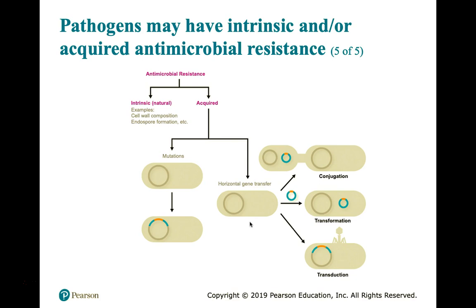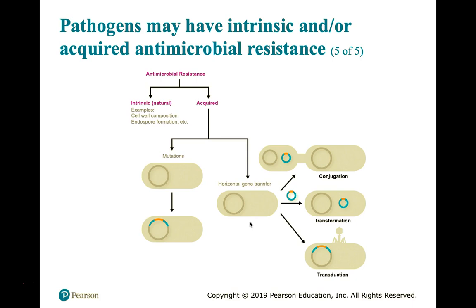Conjugation, transformation, and transduction. Conjugation, remember, they create the bridge, the sex pilus, and they transmit genetic material that way. Transformation, they can pick up genetic material from the environment. Or transduction, a bacteriophage will accidentally transmit some bacterial DNA into the new bacterial host cell.